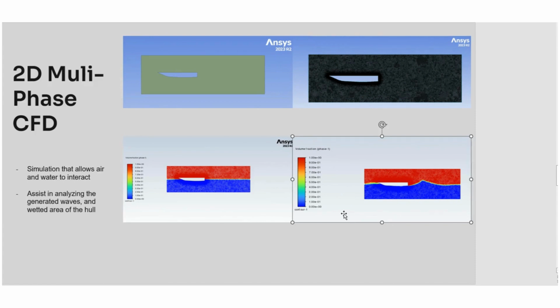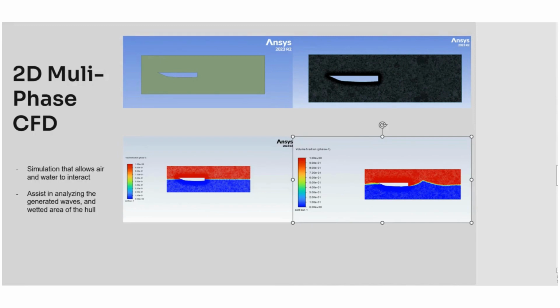This is useful because it also helps us in finding out what is the wetted area of the boat, because it'll help us trace a water line and how that affects our boat. And the more of the wetted area that touches the water, the more drag that we will experience.